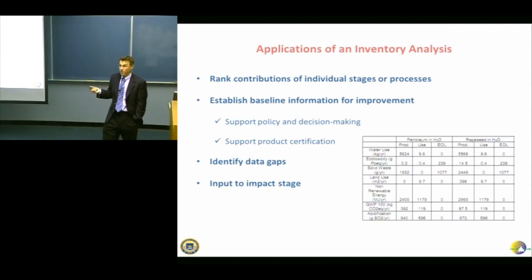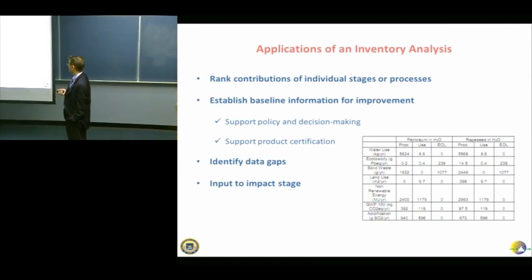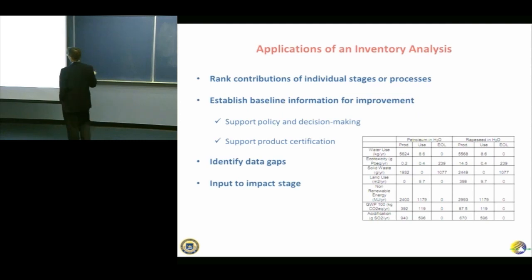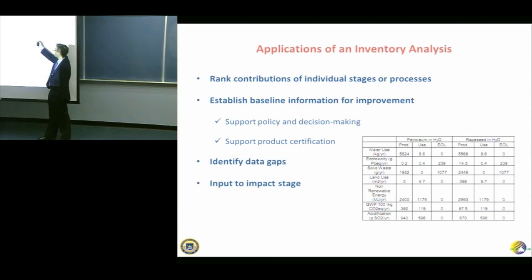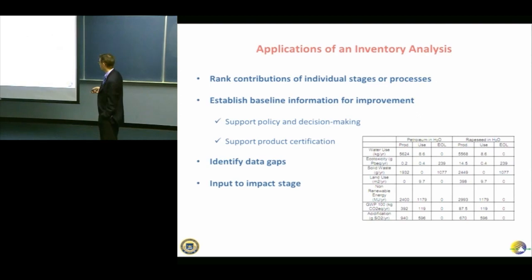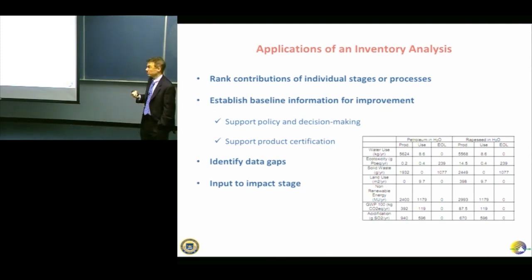Okay, what can you do with an inventory analysis? Well, you can rank individual stages. For instance, when I dispose of a water-based cutting fluid, I don't have any water consumed at the end of life phase. Maybe that was obvious, maybe it wasn't. But the ecotoxicity, maybe I didn't know that the production stage really isn't a big deal relative to the end of life stage in terms of toxic materials getting into the environment. So you can use inventory results to rank contributions from individual stages or individual processes.